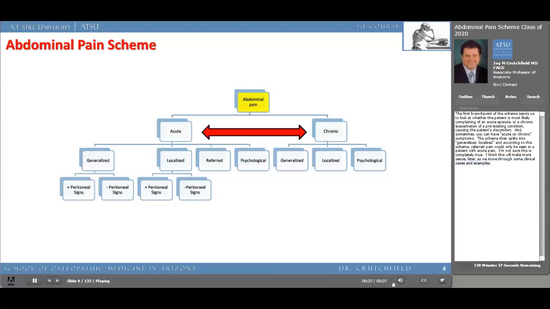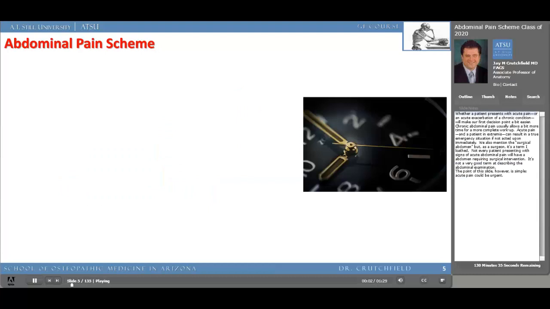Whether a patient presents with acute pain or an acute exacerbation of a chronic condition, will make our first decision point a little bit easier. Chronic abdominal pain usually allows a bit more time for a more complete workup. Acute pain and a patient in extremis can result in a true emergency situation if not acted on immediately.